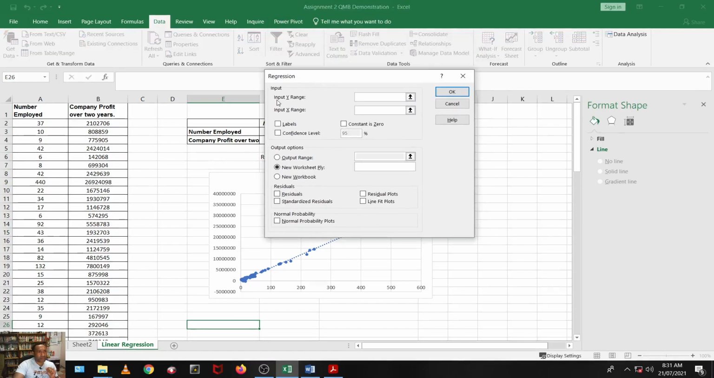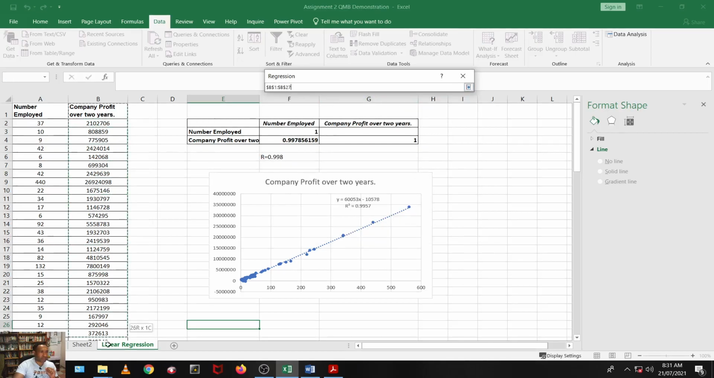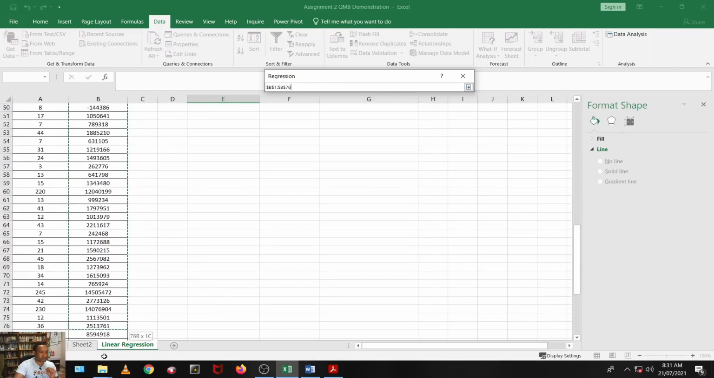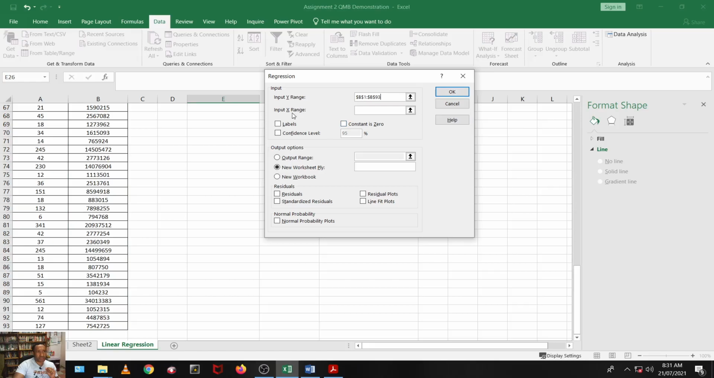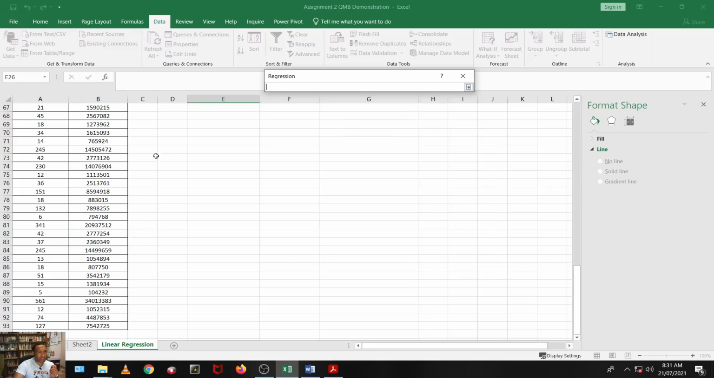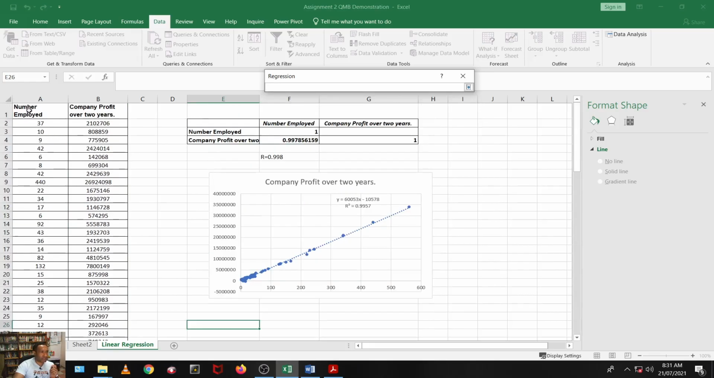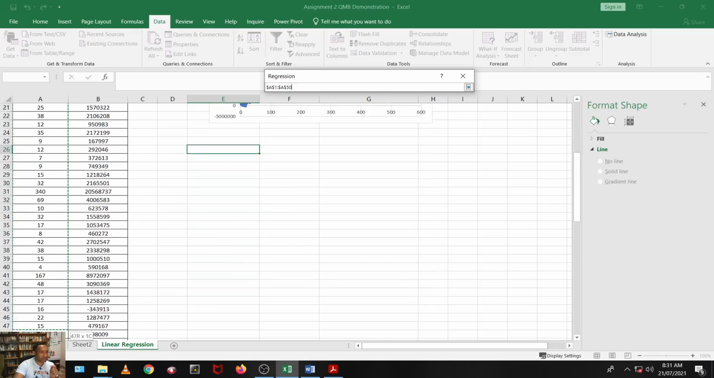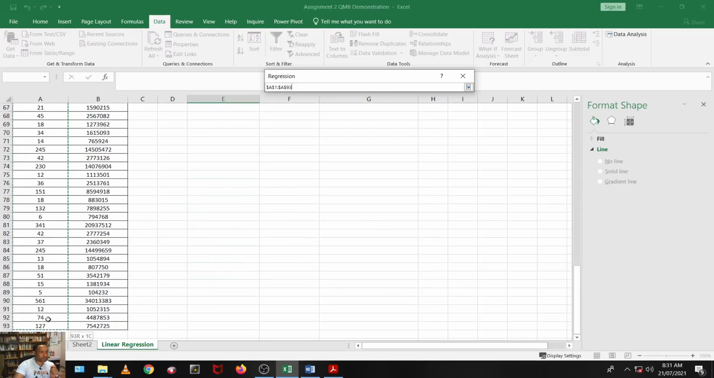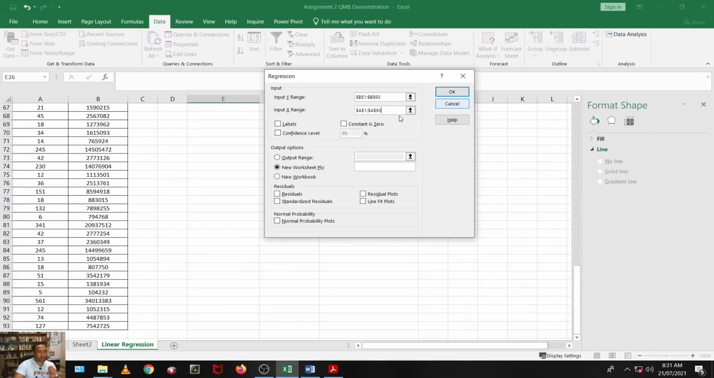Okay, so input Y, this is the dependent variable, and the dependent variable is actually company profits. So we'll select the company profits into that cell there. And then it says input X. X is the independent variable, and that is the number of employees. So we'll select the number of employees into that space there. Now we'll select labels.